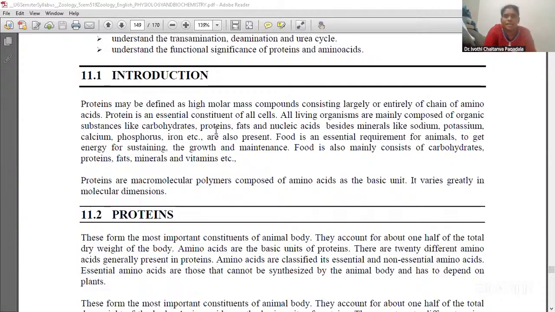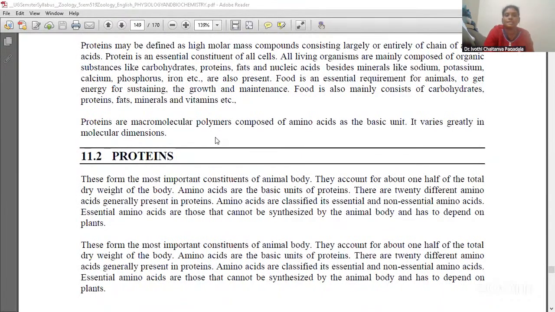There are 20 different amino acids present throughout the world for the construction of proteins. Amino acids are classified into two types: one is essential and the other is non-essential. The name itself indicates it. The essential ones cannot be synthesized by the animal body and have to depend upon plants.